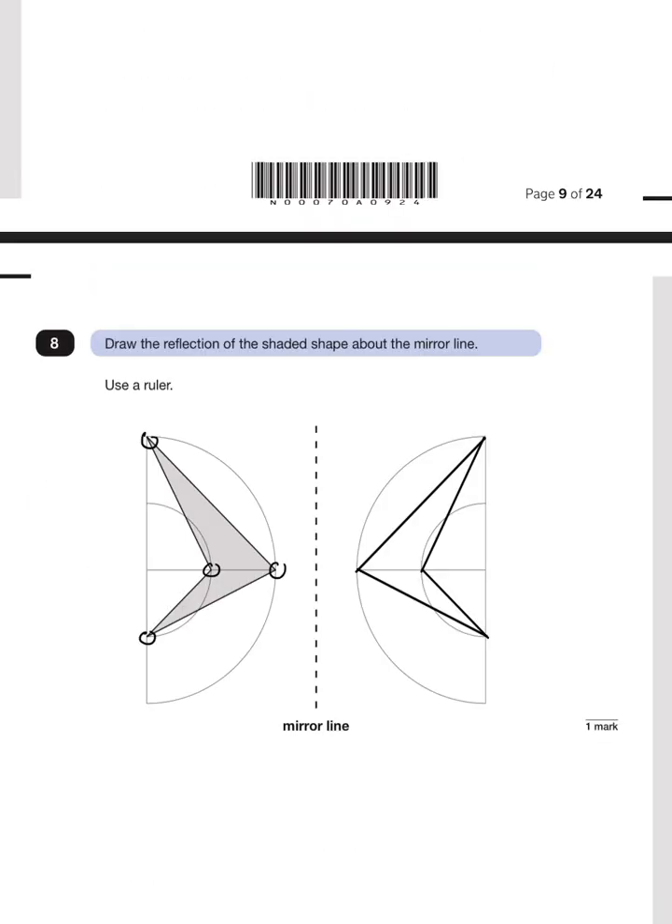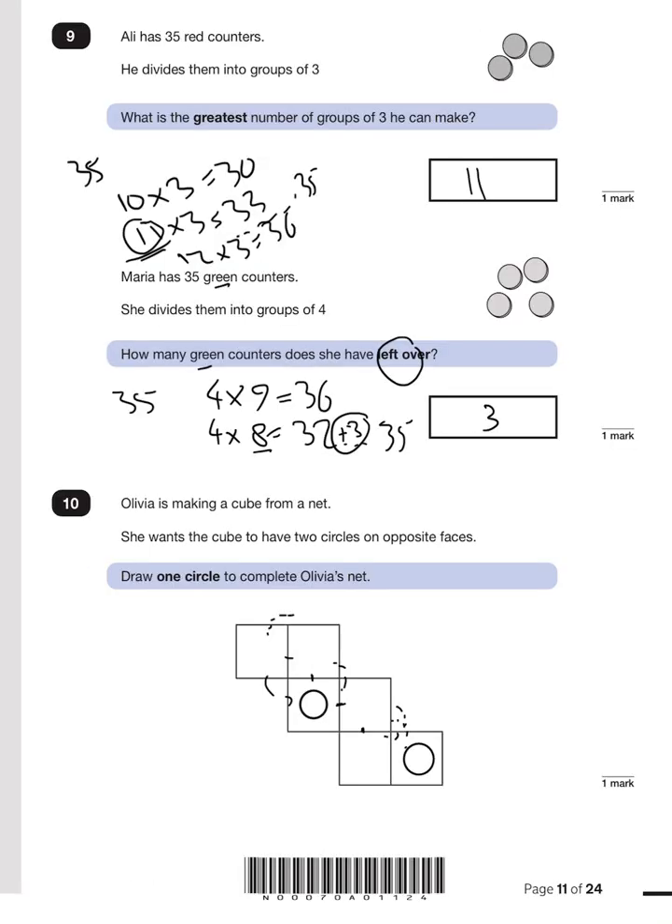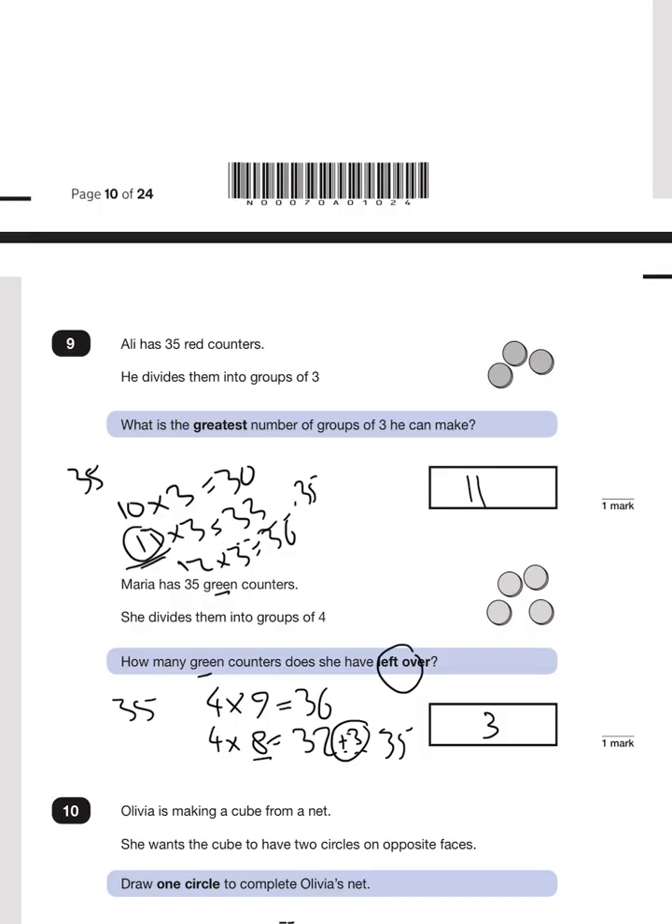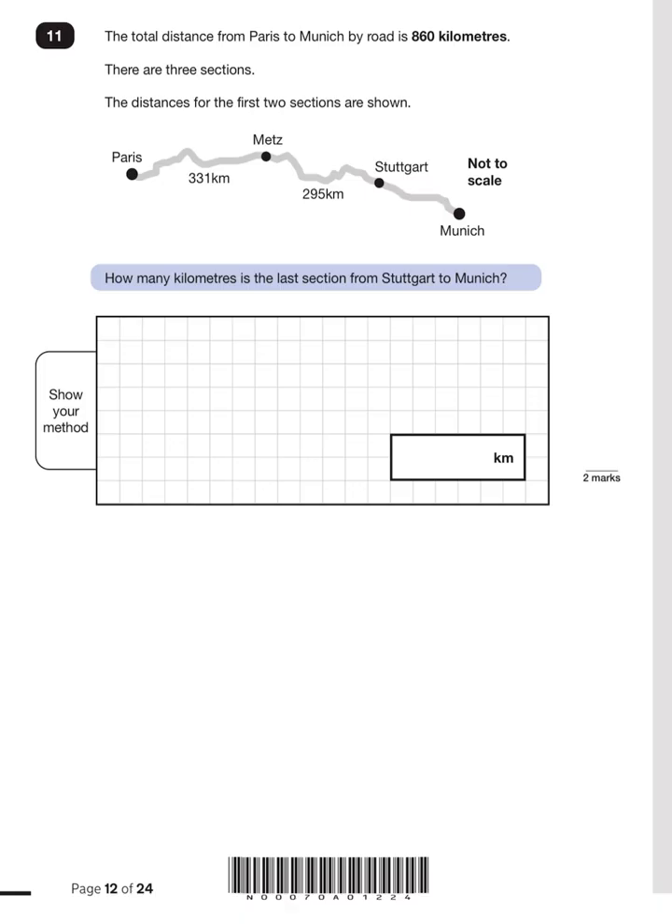Number 11. Ooh, we've lost number 11. Right, we've done number 10, yes, so number 11. The total distance from Paris to Munich by road is 860 kilometers. There are 3 sections. The distances for the first 2 sections are shown. 331 and 295. How many kilometers is the last section from Stuttgart to Munich?